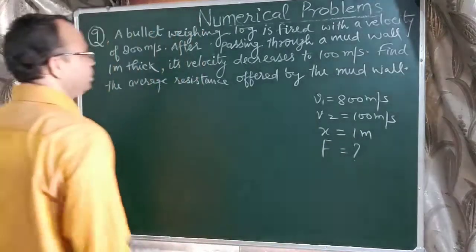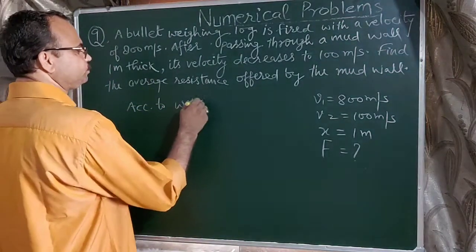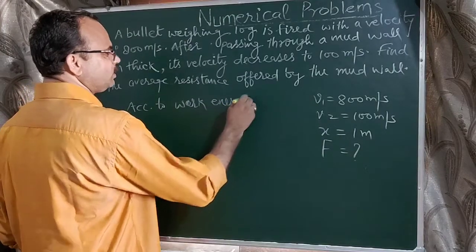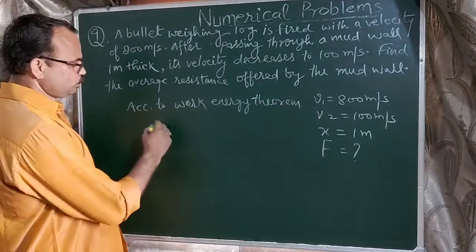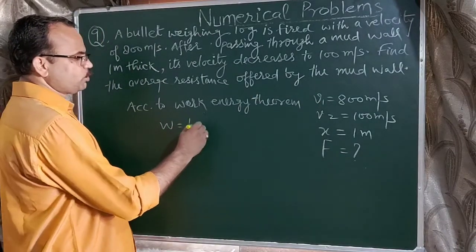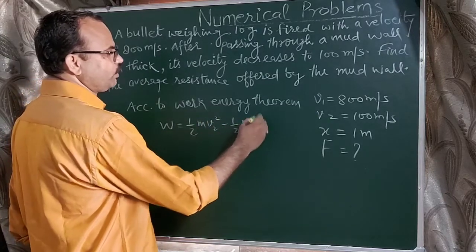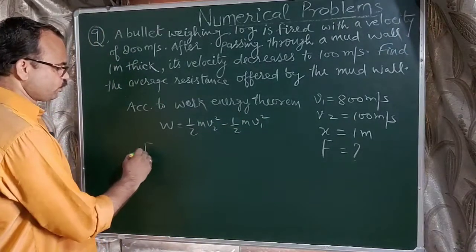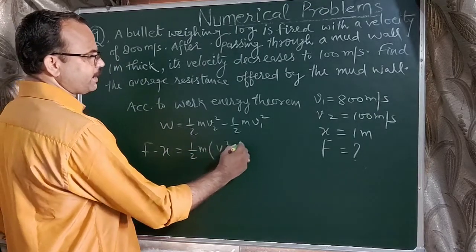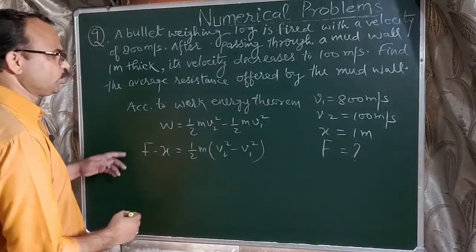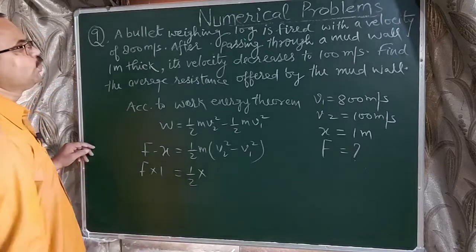So according to the work energy theorem, W equals 1 upon 2 m V2 square minus 1 upon 2 m V1 square. W equals F into displacement, which is equal to 1 upon 2 m common, here V2 square minus V1 square. Now substitute these values: F into 1 equals 1 upon 2 into the value of m.